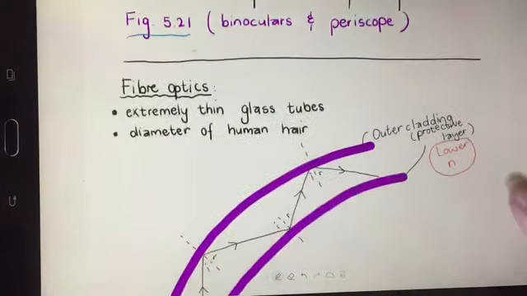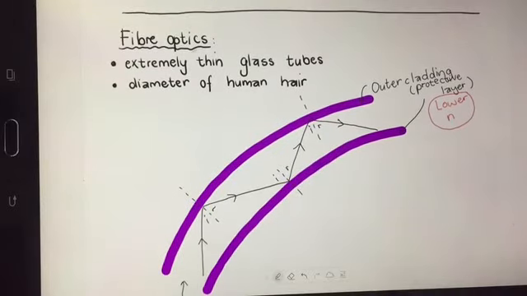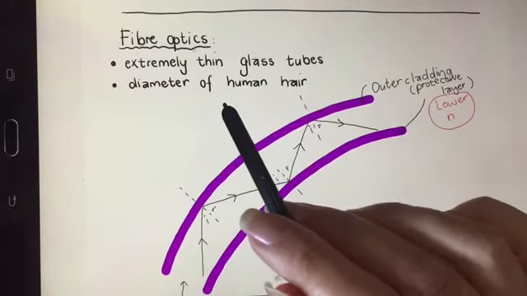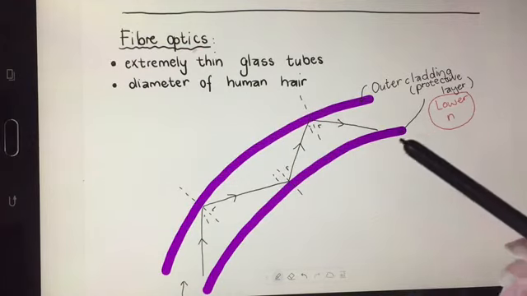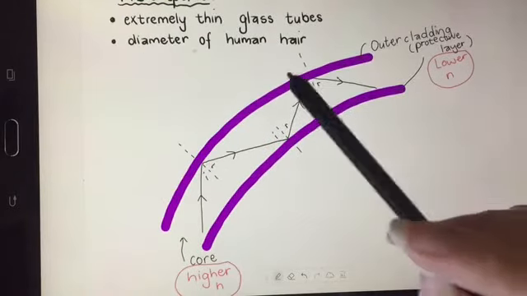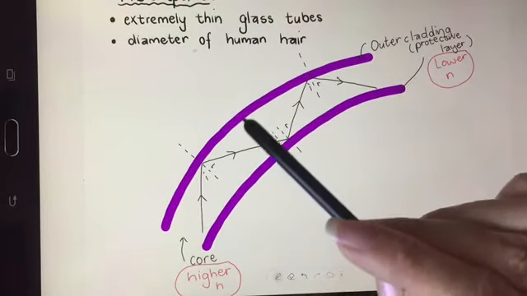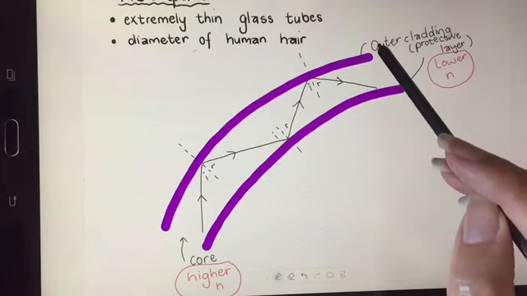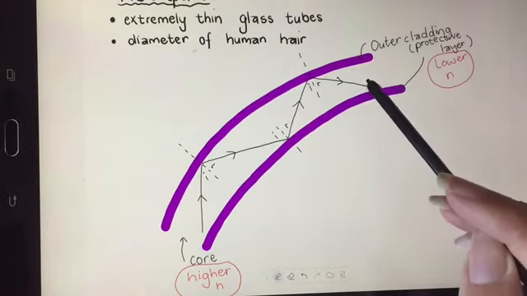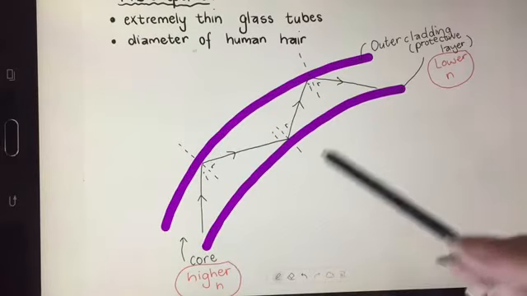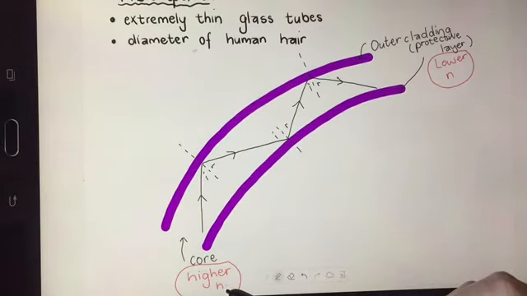Right, fiber optics. Let's take a look and see what you need to know there. These are extremely thin glass tubes. They're talking about the diameter of a human hair, so that is really very thin. And it looks something like this. It has an outer protective layer or outer cladding, which has a lower refractive index, and then it has the core, the inside, which has a higher refractive index.